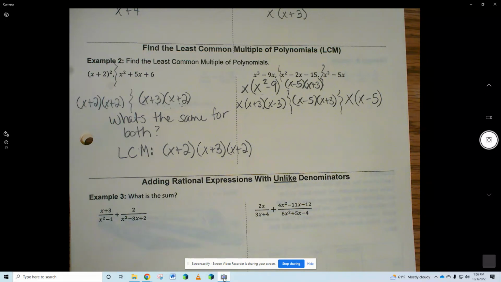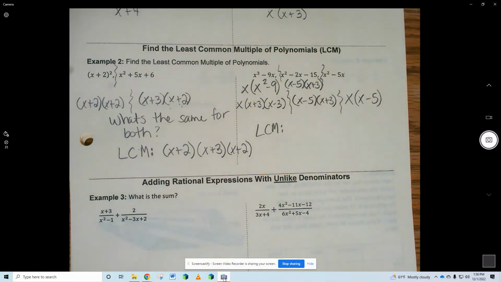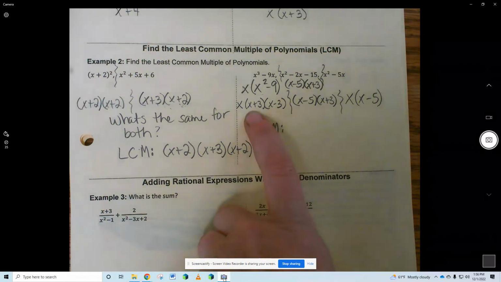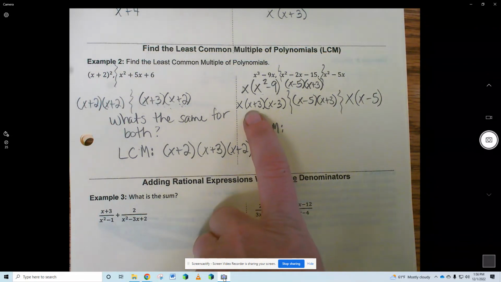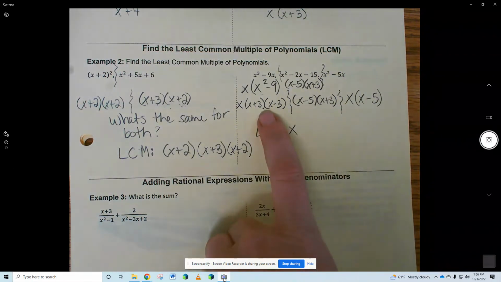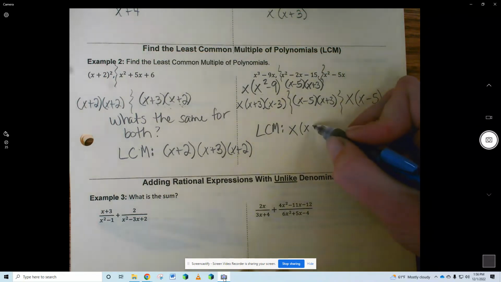Okay. So my LCM is going to need to be, for sure, the first one has an x alone. So if it's in one of the denominators, it has to be part of my new common denominator. My first also has an x plus 3, x minus 3. That has to be a part of it because it's there.